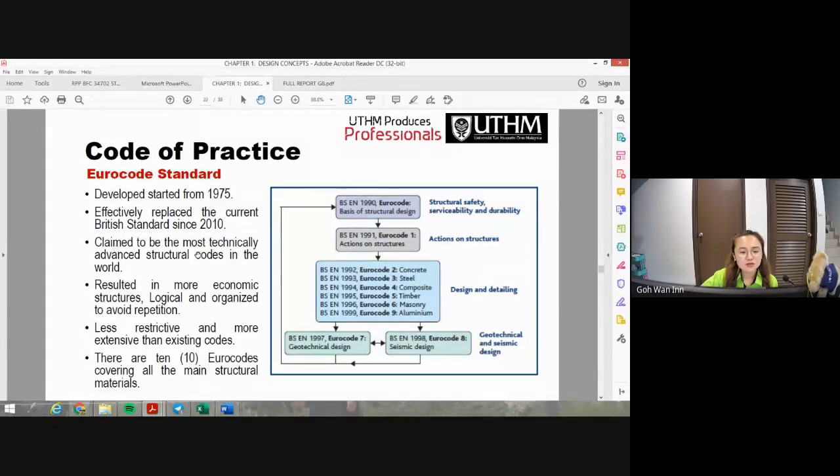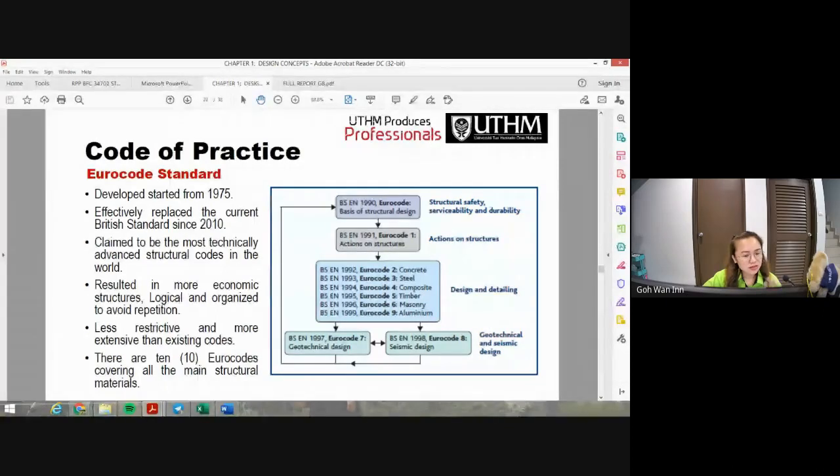It is claimed to be the most technically advanced structural codes in the world, resulting in more economic structures, logical and organized to avoid repetitions, less restrictive and more extensive than existing codes, and there are 10 Eurocodes covering all the main structural materials. For the time being, we are going to use the Eurocode that I already uploaded in the Google Classroom. I didn't give you all of it, I just put in the things that we are using, so you can go and download it.